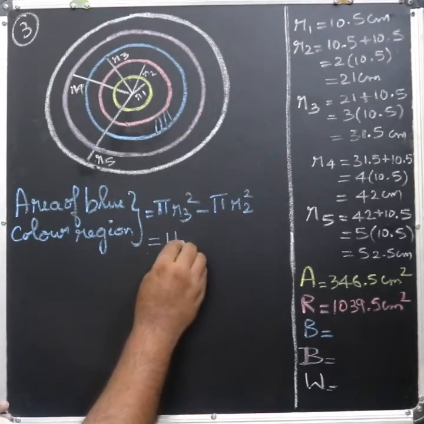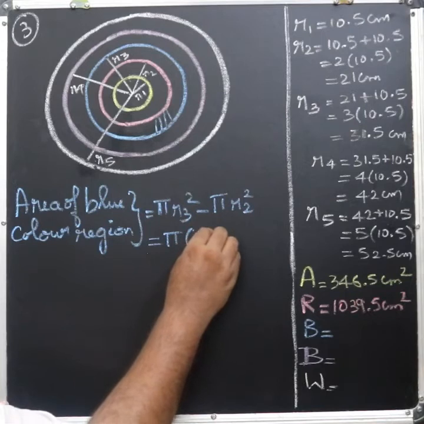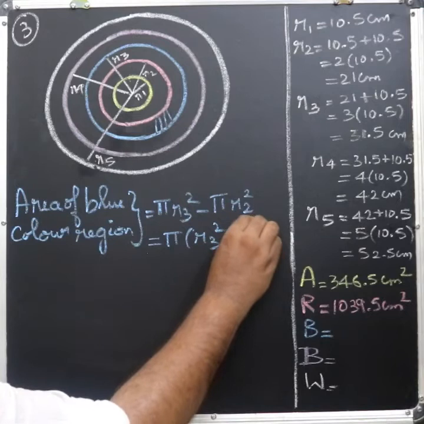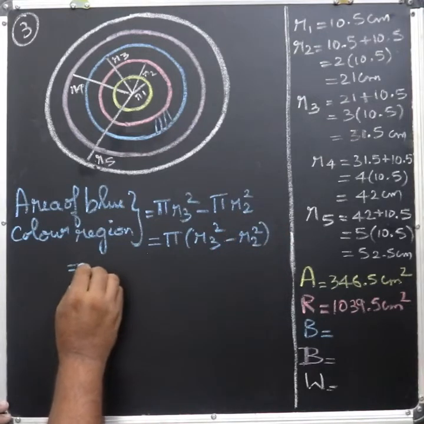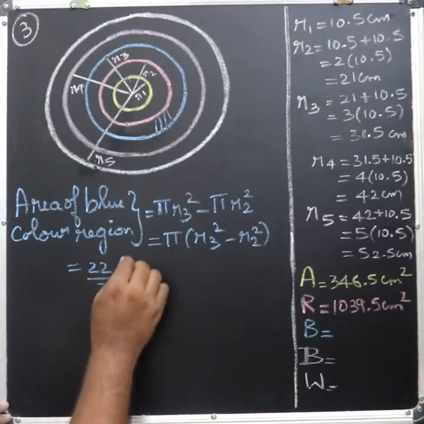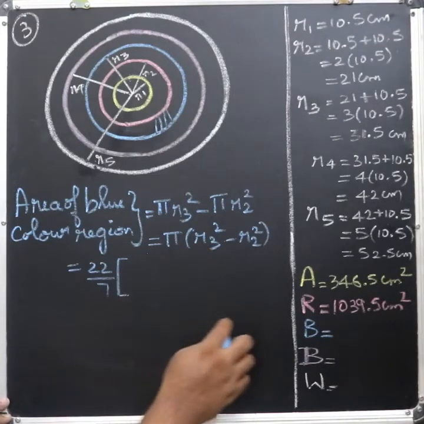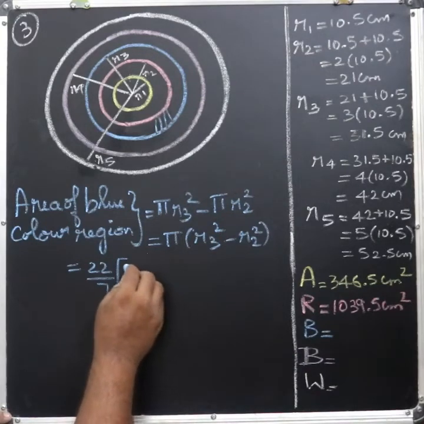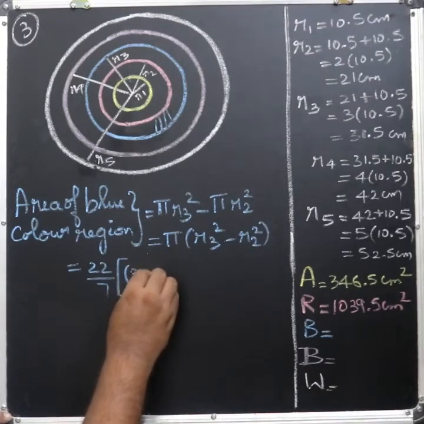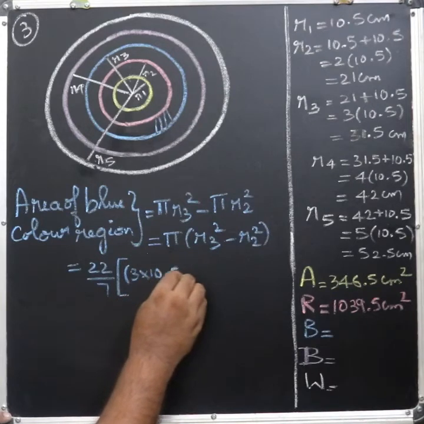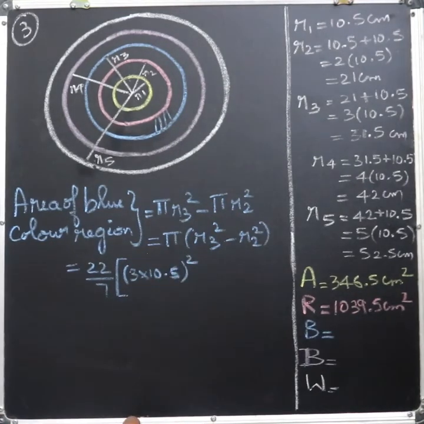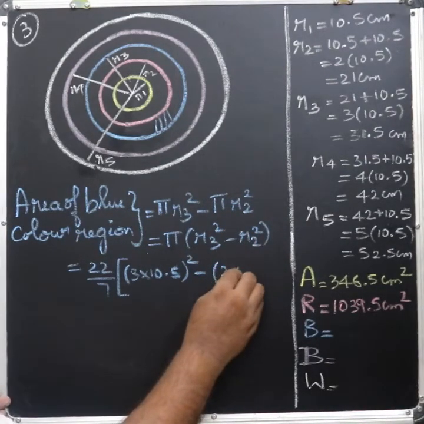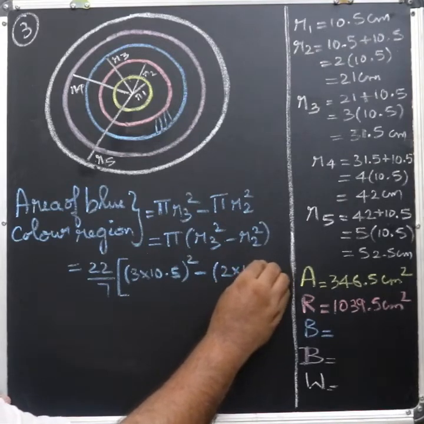So it is going to be, when you pull out pi commonly outside, you will have r3 squared minus r2 squared. Substituting the values, we are going to have 22 by 7 into this r3 value is 31.5 centimeter, which can be written as 3 into 10.5. So we are going to write it as 3 into 10.5 the whole square minus r2 is 2 into 10.5 the whole square.